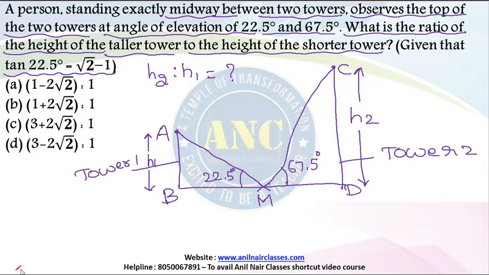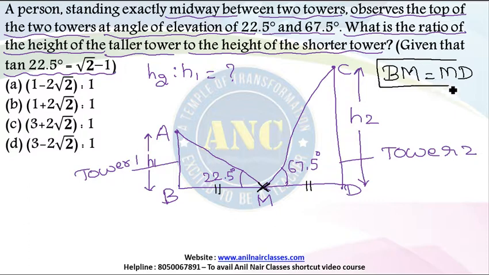Now listen to this very carefully. First thing is, because M is the midpoint of BD, this BM value will be absolutely the same as the MD value. BM is the same as MD because M is acting as the midpoint of BD. That is point number 1 that you need to understand. Second point is angle B here is 90, angle D here is 90.